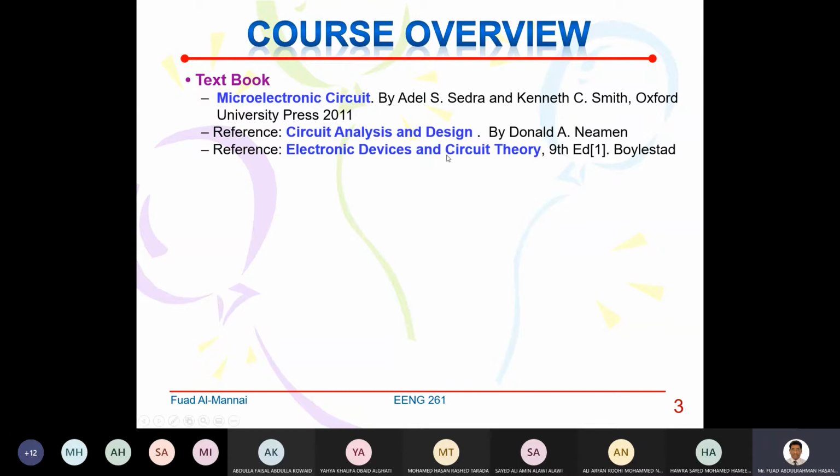A long time ago, we used to teach the students from this book, Electronic Devices and Circuit Theory by Boylestad. This is good, except this book doesn't have FETs, so we didn't use it anymore. But it is good if you want to study semiconductors, diodes, BJTs. But for FETs, it's not good. Also, this book cuts corners sometimes, and we don't want to cut corners anymore.